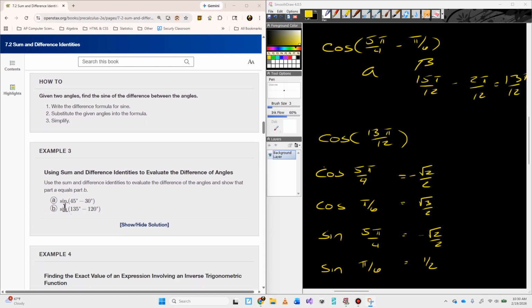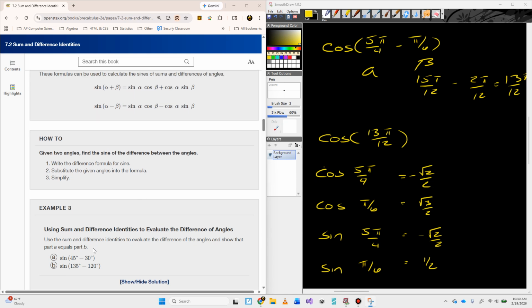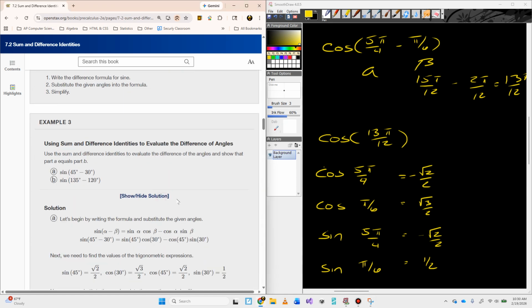Okay, so again, if I have the sine of 45 minus 30 degrees, 45 is my alpha angle, 30 is my beta angle. I am subtracting them, so I have to use the second formula. I find the sine of my alpha, which is 45, and the cosine of my beta, which is 30. I'm going to subtract from that the cosine of my alpha, which is 45, times the sine of beta, which is 30. So sine 45 times cosine of 30 minus cosine of 45 times sine of 30. Once you get those answers, you simplify and you will get the correct exact answer, as we see here.